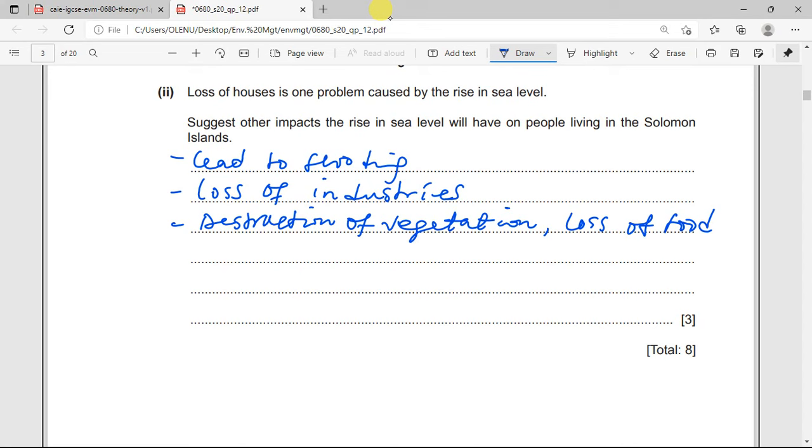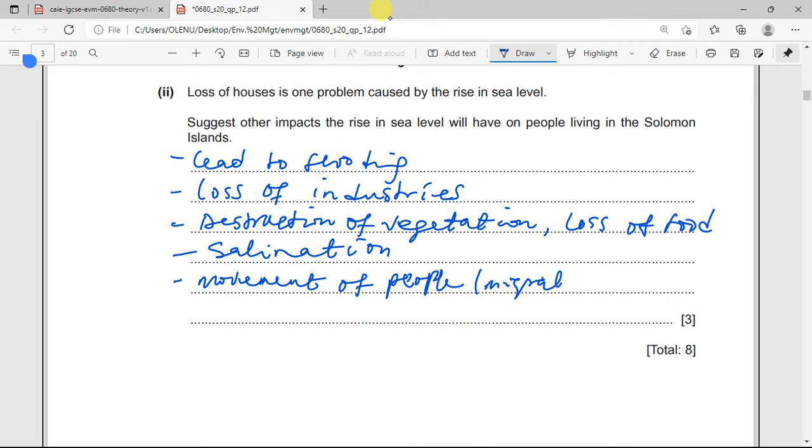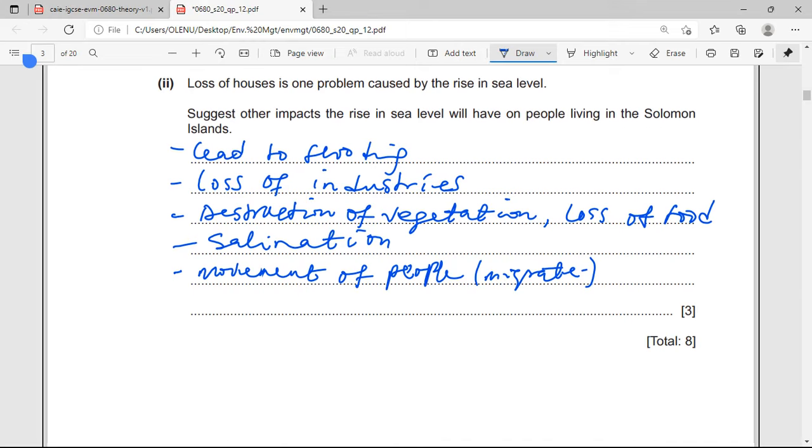You can have things like salinization, because salt water will flow and mix with fresh water, so you have salinization of water within that environment. Another impact is movement of people away from the Solomon Islands, that people will migrate from the area. I'll give you a full mark.